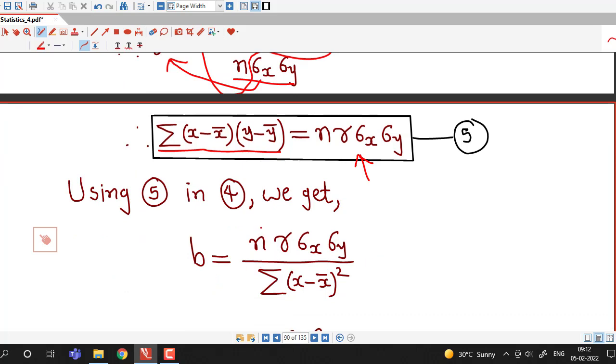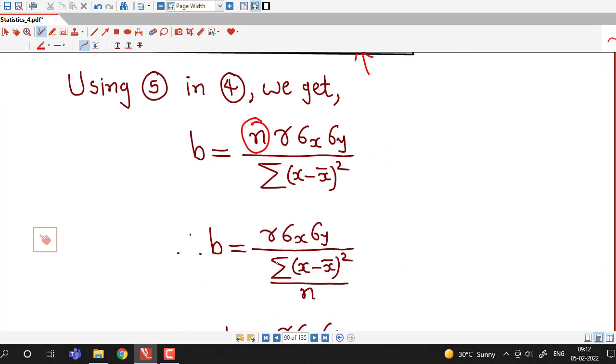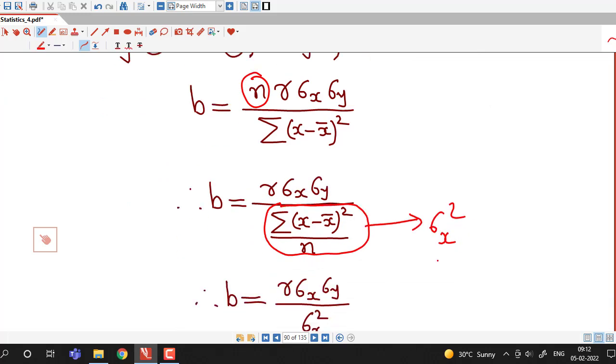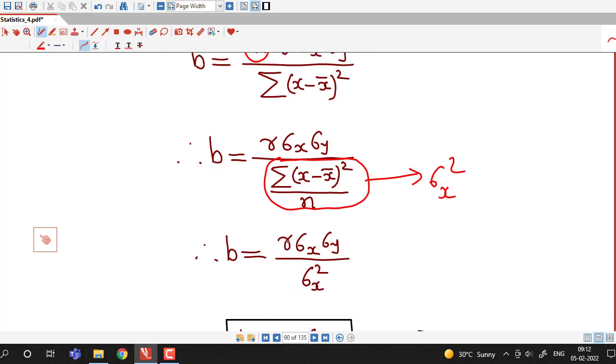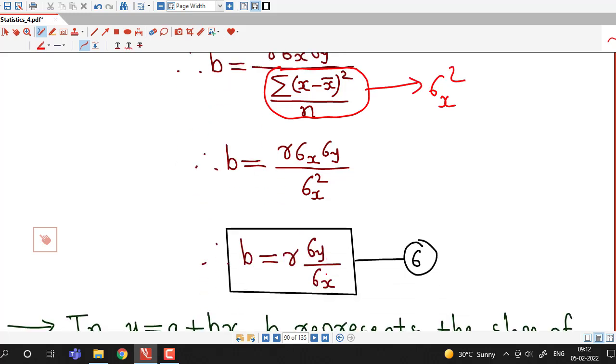Now this I can rewrite, I can write n as 1 divided by 1 by n. So I will obtain this term here, and this is nothing but the variance of x, sigma x square. So now we have sigma x divided by square of sigma x. So we have r times sigma y over sigma x. So here also we obtain another formula for the coefficient b in the line of regression of y on x. Okay, this is the slope of this line.